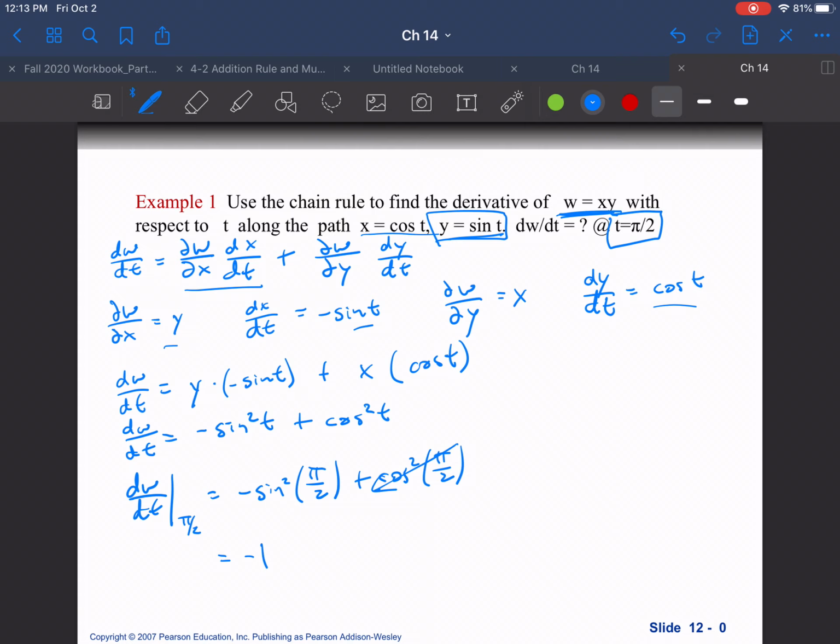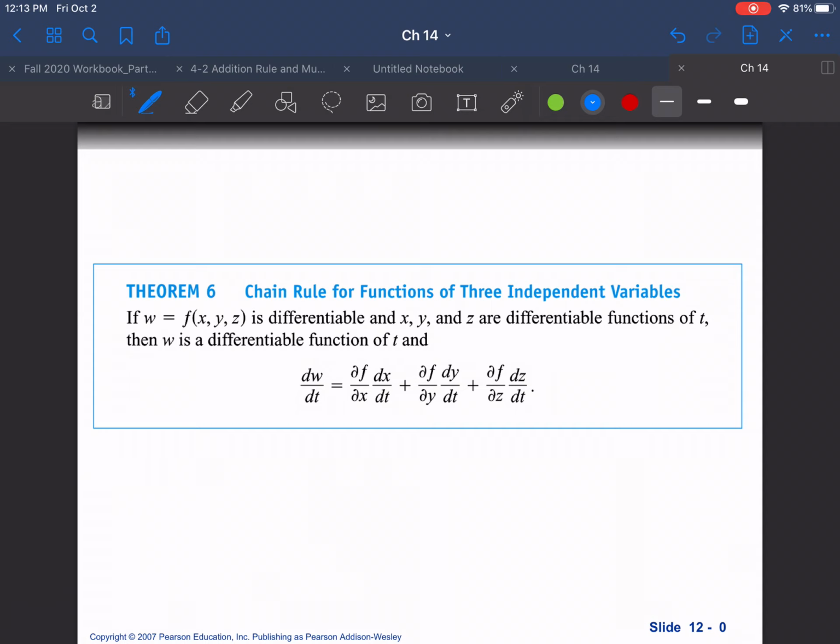Let's move on here. Chain rule for when we have 3 functions. It's pretty much just an extension. If you have x, y, and z, you do the same sort of thing. You just add this extra term on here at the end. All right, just add on doing it for z as well. And then you've got that.